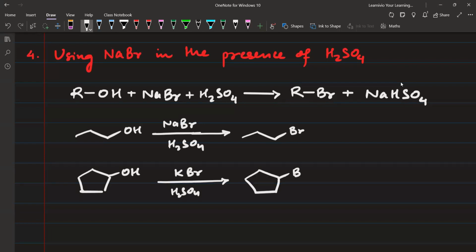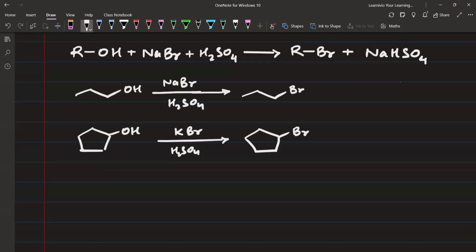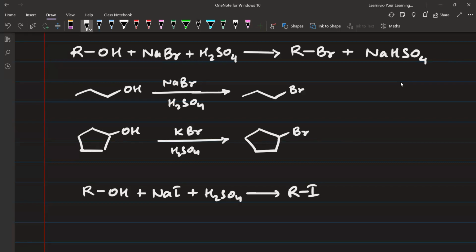something like this. Now, people thought that a similar reaction could happen if we use sodium iodide or potassium iodide. So they were expecting something like this. Please see, please don't write this last one. Sodium iodide plus H2SO4. Then it would give RI. But this reaction did not happen. We did not get RI. So they investigated why it is not giving RI.